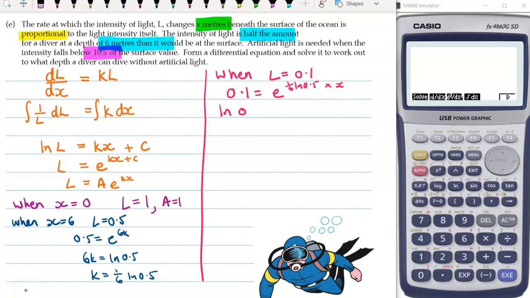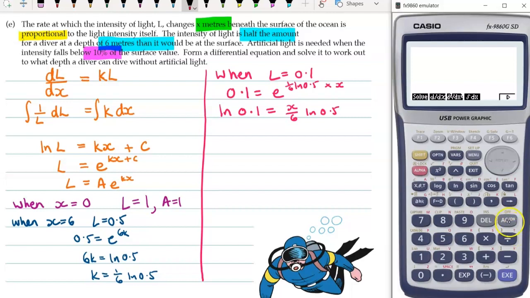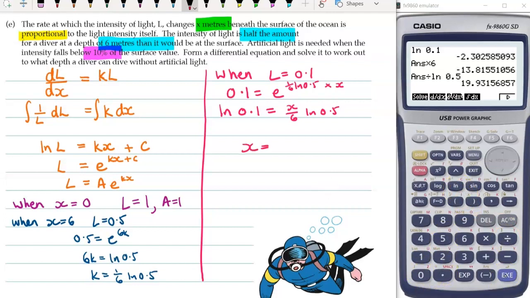Now take log of both sides. We get log of 0.1. The log cancels out the e, so we have x over 6 log 0.5. The rest I'm going to jump straight to the calculator and work that through. So log of 0.1, we will multiply it by 6 and divide through by log of 0.5. So x equals 19.9 meters.